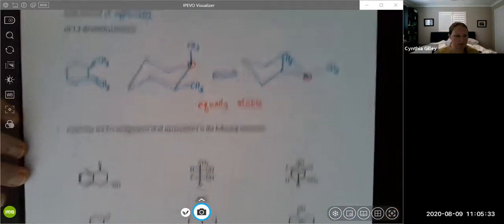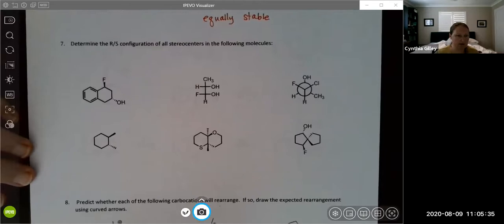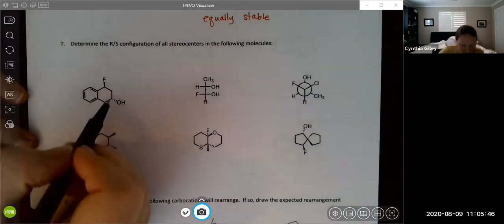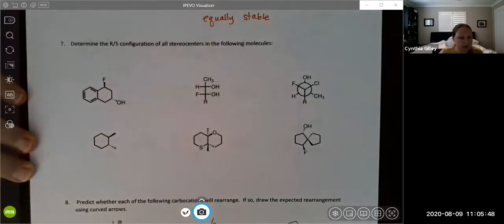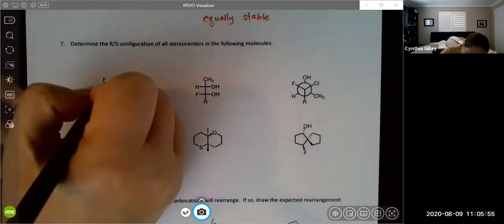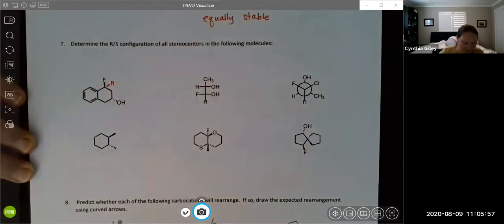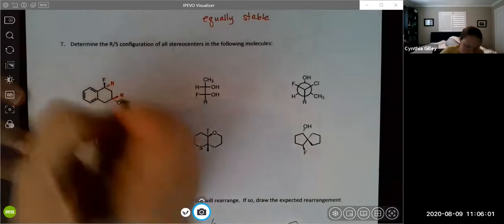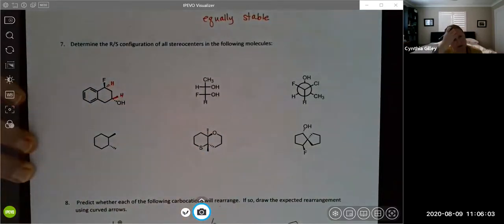Okay, moving on to determining the R and S configuration of all the stereocenters in the following molecules. So we're going to look for carbons where there's 4 different groups attached, right? For here, there's the fluorine coming out and the hydrogen going back, and here there's an oxygen pointed back and the hydrogen coming out at you.